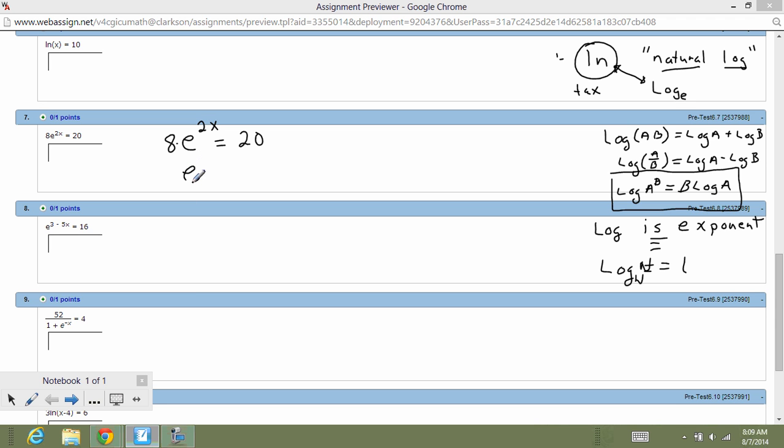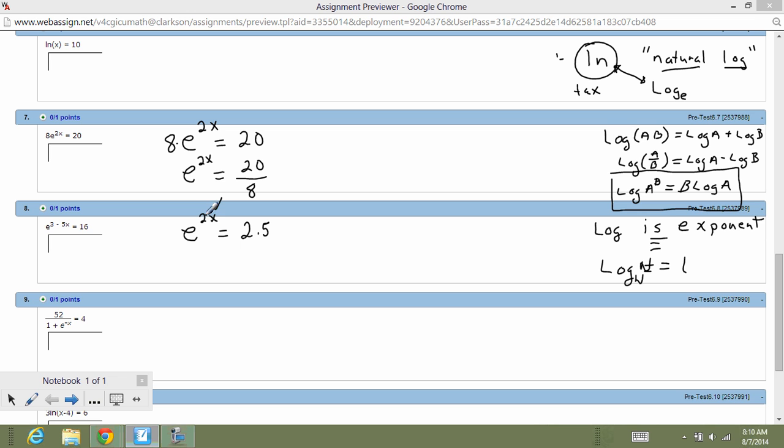So step 1, I'm going to undo the multiplication of the 8 by dividing by 8. If you want to do that division, you can. You get e to the 2x equals 2 and 5 tenths. 20 divided by 8 is 2 and 5 tenths. If you want to write it that way, you don't have to, or if you want to reduce it, you could. Now, we're back to a variable exponent, just like in questions 1 through 5.